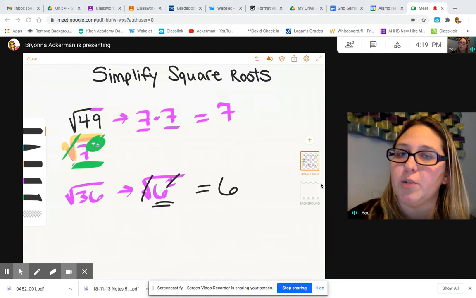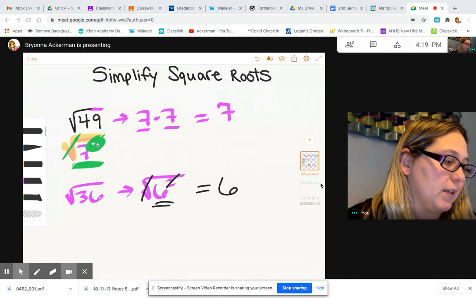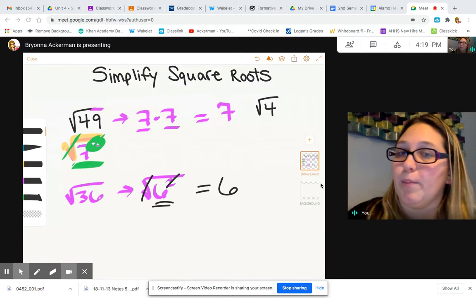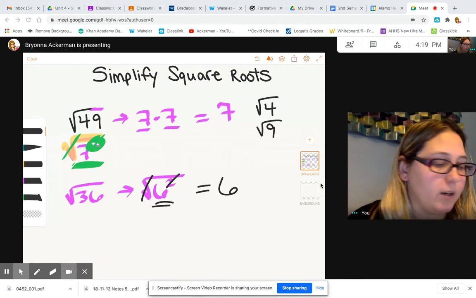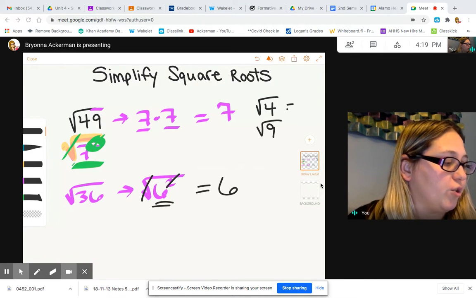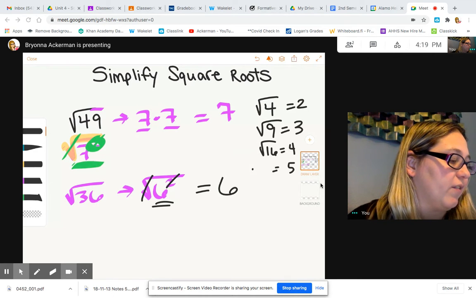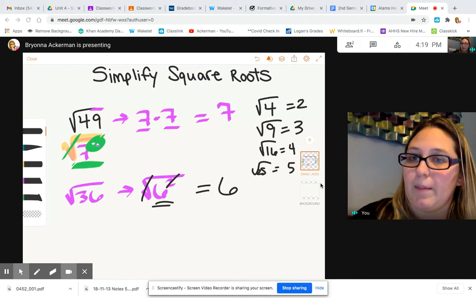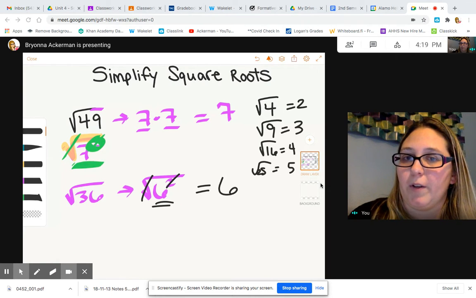But like 2 times 2 is 4, so the square root of 4 is going to be one of those perfect ones. 3 times 3 is 9, so 9 is going to be a perfect one. The square root of 4 is 2, and this one is 3. 4 times 4 is 16. 5 times 5 is 25. And we could keep going. Anytime you have a number times itself, that's when we get our perfect ones.